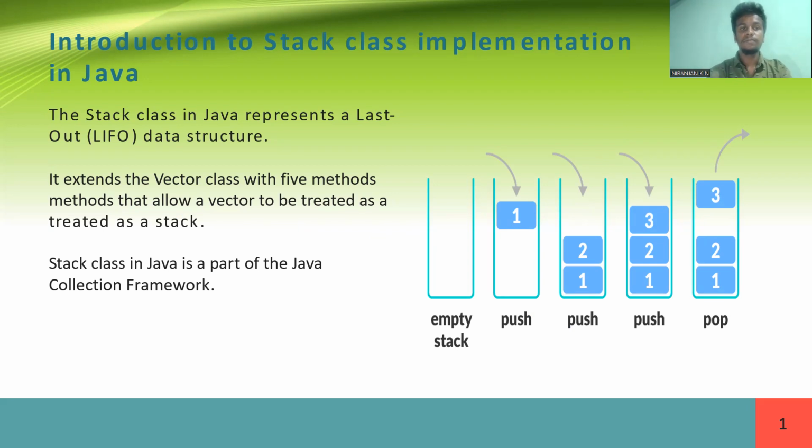The stack class in Java represents a last in first out data structure, which means the last element which has been entered into the stack will be the first element to be removed from the stack. It extends the Vector class with 5 methods that allow a vector to be treated as a stack. Stack class in Java is a part of the Java collection framework.